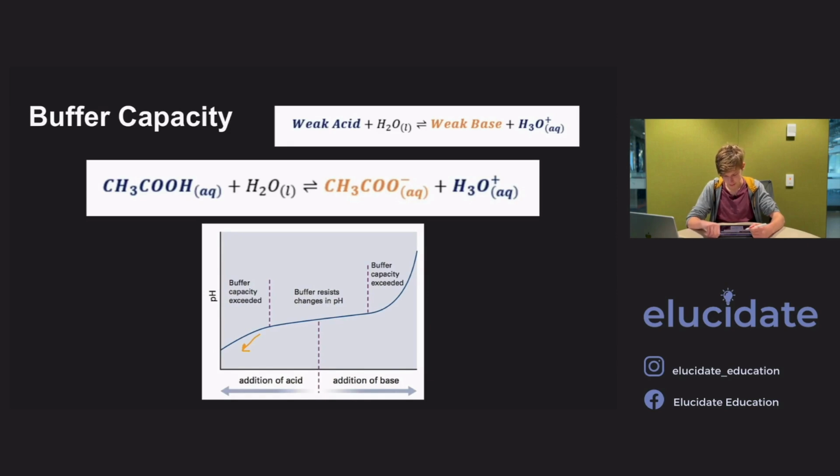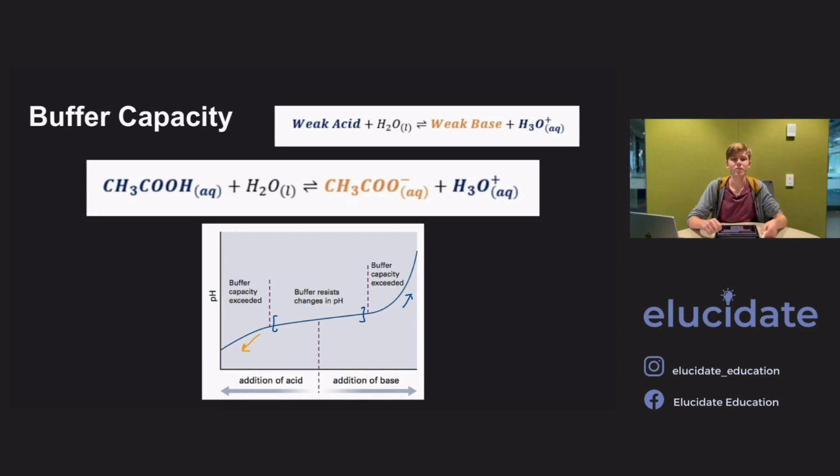Similarly, had we added a lot of strong base, so much so as to exceed the capacity of the buffer, the pH of the system would radically rise. Often we want to keep this flat part of the curve, where we can add acid or base without changing the pH, for as long as possible. This is known as the capacity of the buffer.